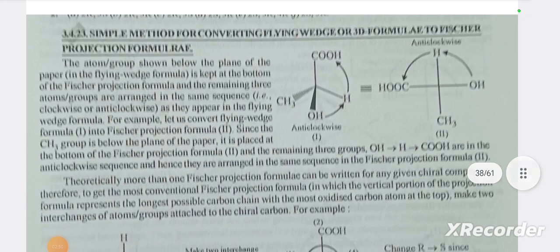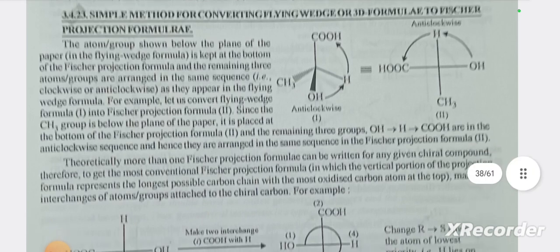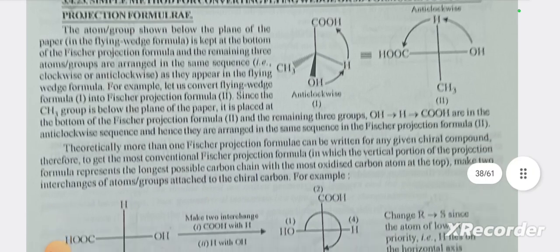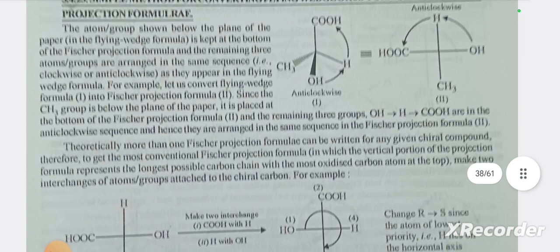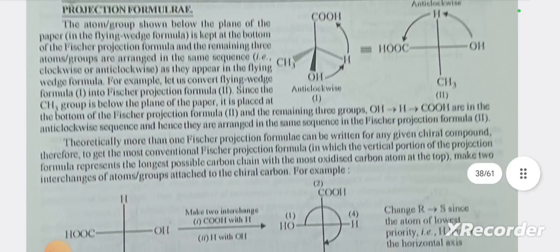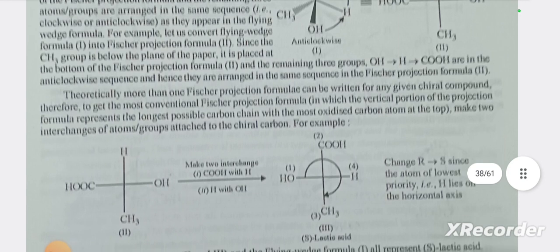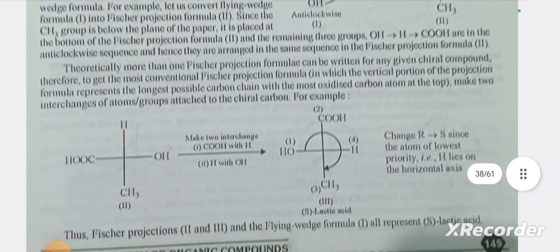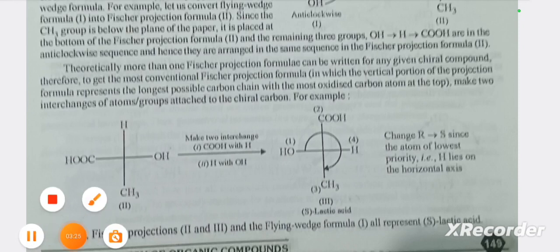Simple method for converting flying wedge or 3D molecule to Fischer projection. The atom or group shown below the plane of paper is kept at the bottom of the Fischer projection formula and the remaining three as they appear in the flying wedge. For example, let us convert flying wedge formula first into Fischer projection second. Since the CH3 group is below the plane of paper, it is placed at the bottom of the Fischer projection formula and the remaining three groups OH, H, C double bond OH are in the anti-clockwise sequence and hence they are arranged in the same sequence in the Fischer projection formula.